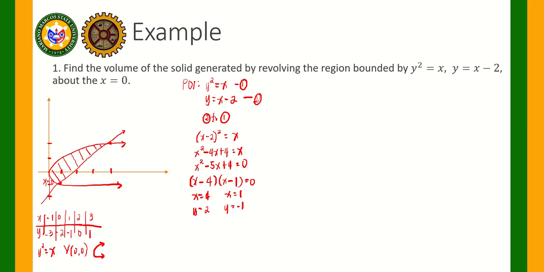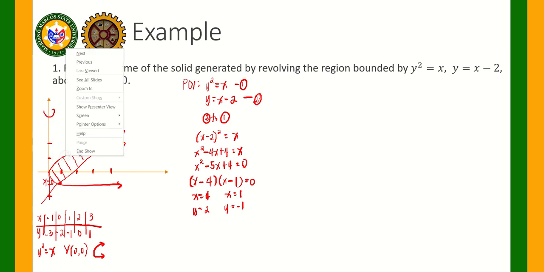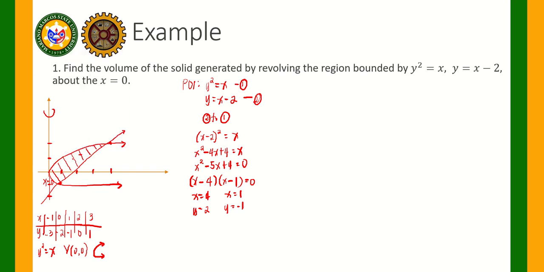Now, since we are going to use the washer method, saan yung axis of rotation? About x is equal to 0. So, ito yung axis of rotation natin. That's why we are going to use a horizontal strip. Okay, so, let's try dito. Dito natin siya kukunin. Okay, so this is our strip.